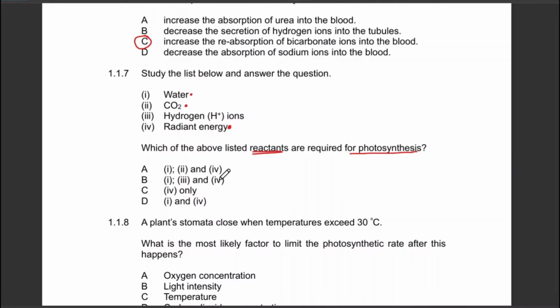117. Why am I saying it's B? There's 1, 2. It's this one. A. Sorry. It's A because this is correct. This is correct. This is correct. So you match it with that combination.